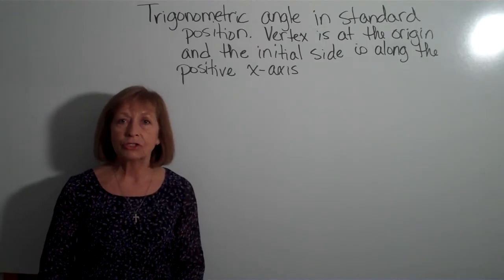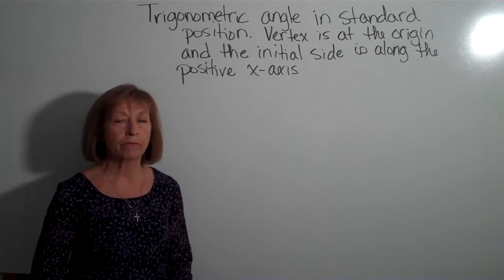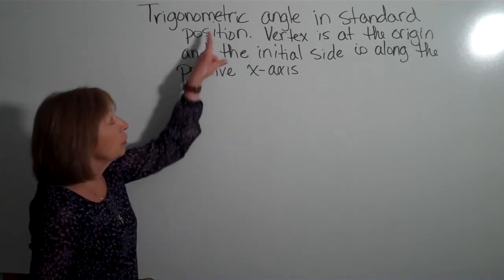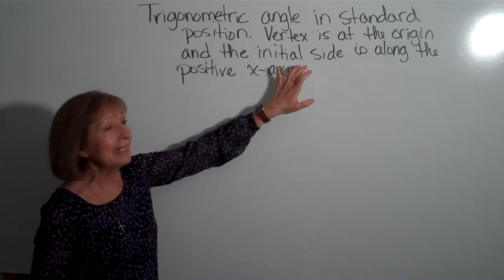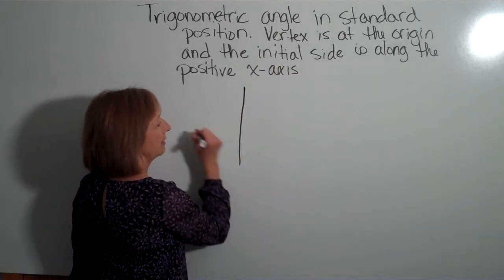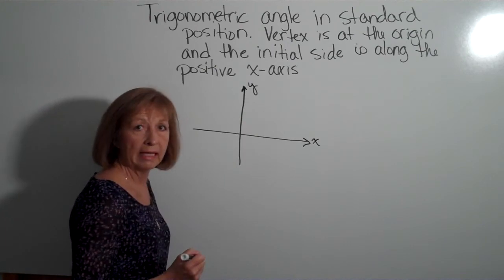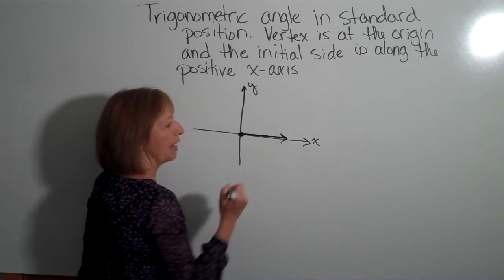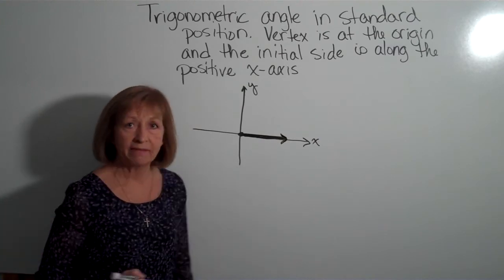Next, let's look at a trigonometric angle in standard position. These are the angles that we will use for many of the types of problems throughout the trig class. A trigonometric angle in standard position has its vertex at the origin and the initial side along the positive x-axis. So when I start to draw these, I think about my x and y axis, and I have the vertex at the origin and its initial side along the positive x-axis. So that's the initial side of the angle.